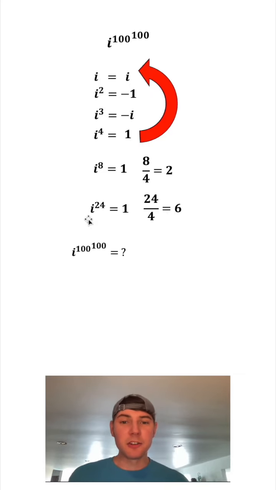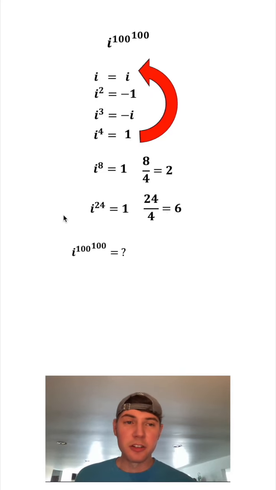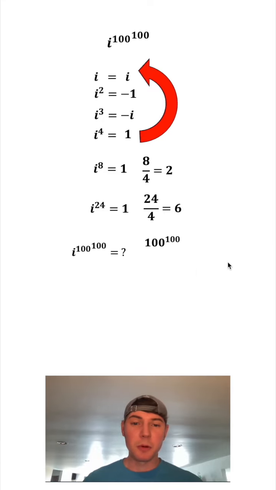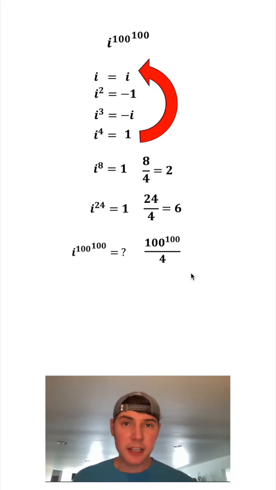What about i to the 100 to the 100? We don't actually have to solve for 100 to the 100. We should first just check the exponent and see if it is divisible by 4 and gives us a whole number. Because if it does, we know this is just equal to 1.